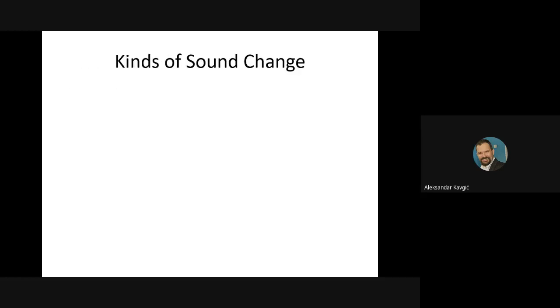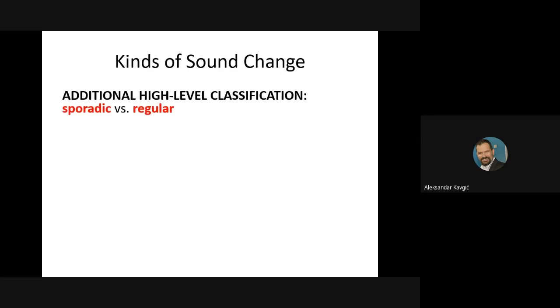So what kinds of sound change does historical linguistics recognize? The high-level classification is actually not into conditioned and unconditioned. That's what you have in the handout. The first classification, which applies to any sound change, is sporadic versus regular. Sporadic sound change is the change which occurs sporadically. It means that it occurs in a couple of words, or maybe a small set of words which are somehow related, but it doesn't happen in the whole language. It's only visible in some small number of words, not in all words with the same phonological context.